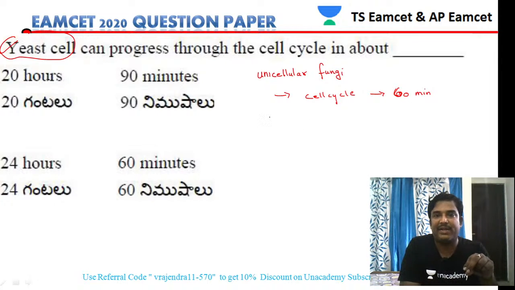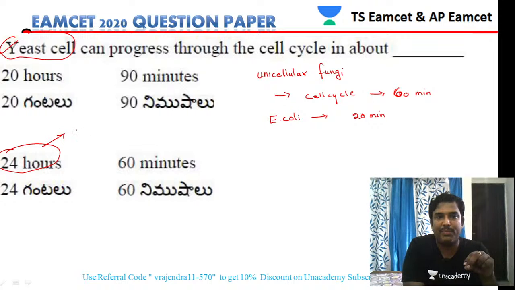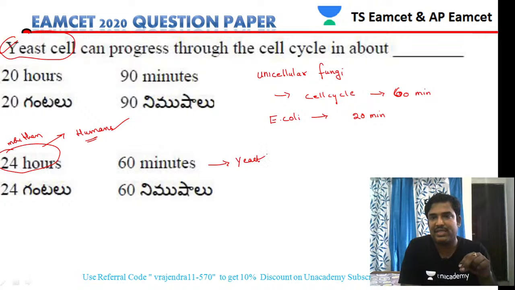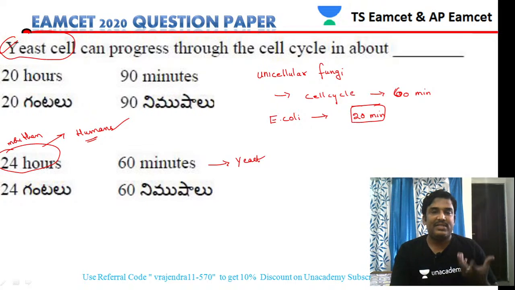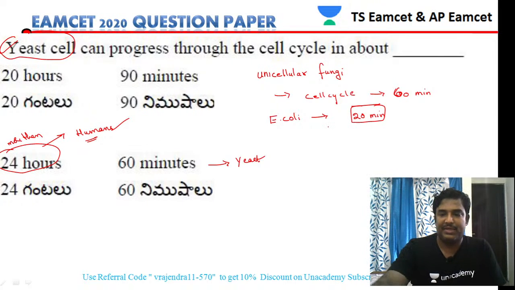For example, bacteria like E. coli, Escherichia coli, complete the cell cycle in 20 minutes. In case of humans, the cell cycle takes more than 24 hours. So in case of yeast it is 60 minutes, whereas E. coli bacteria complete their cell cycle in 20 minutes. So finally our answer is 60 minutes.